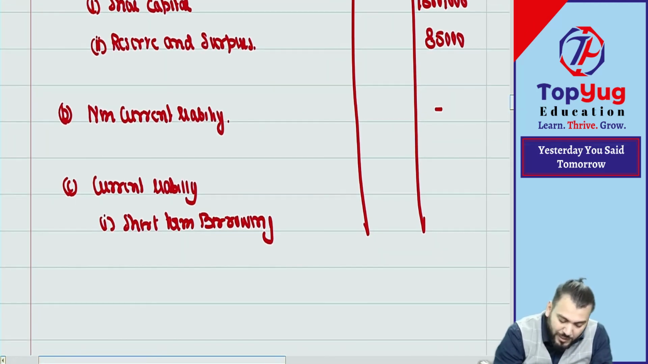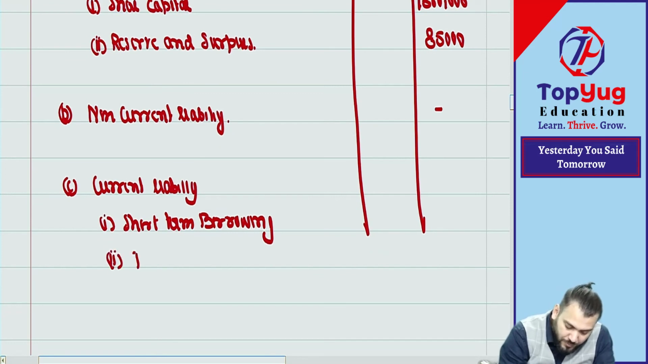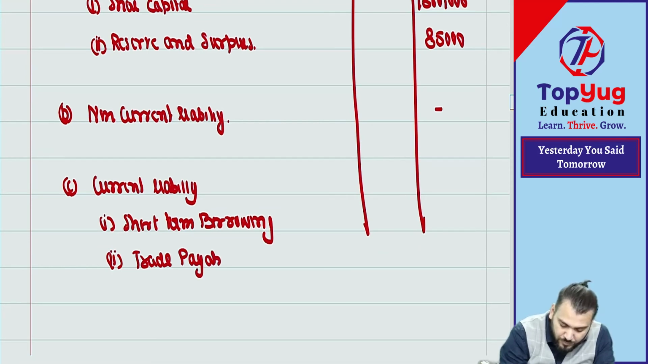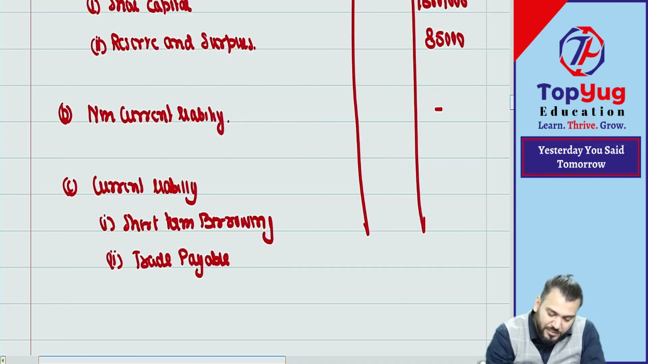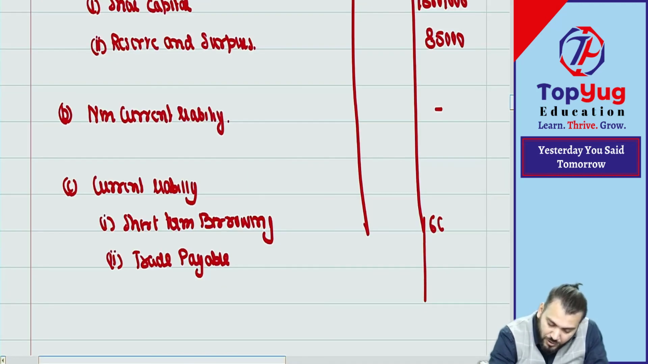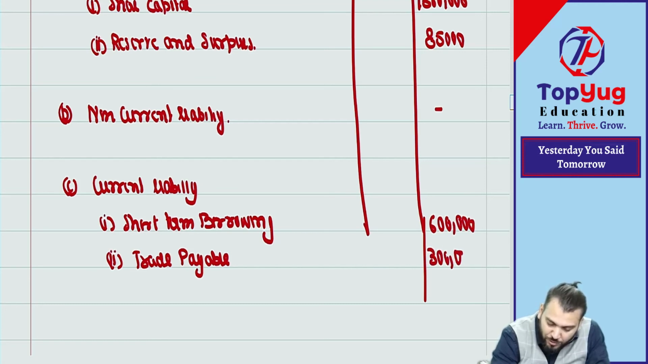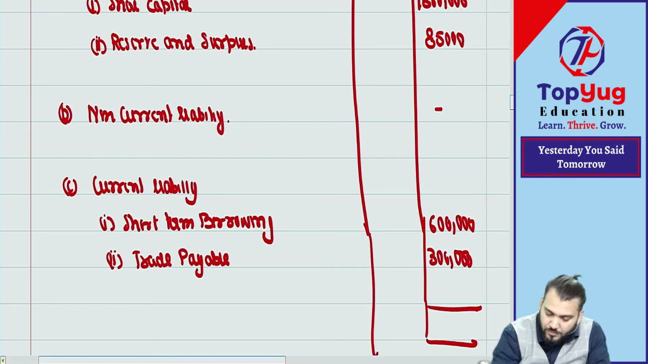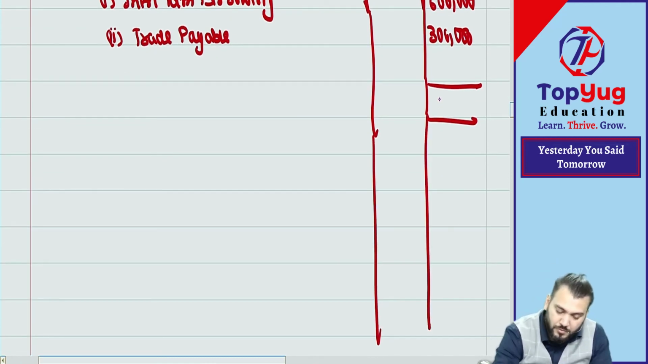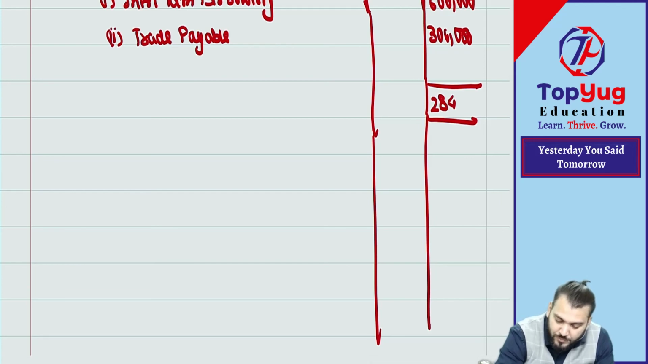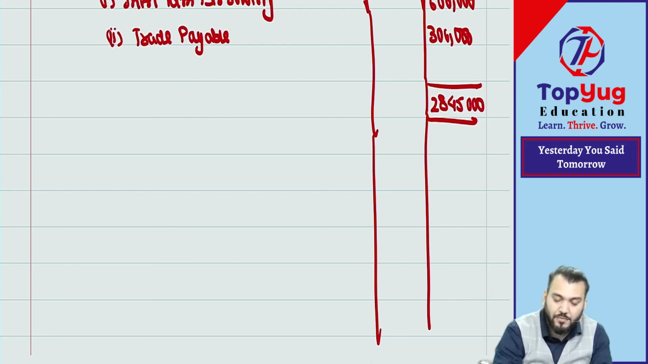And then we write down what? Trade payable. What is the amount of short term borrowing? It is 6 lakh and then 3 lakh. Correct? So it is 6 lakh and 3 lakh. Can you give me the total? What is the total of this? 28 lakh 45,000.